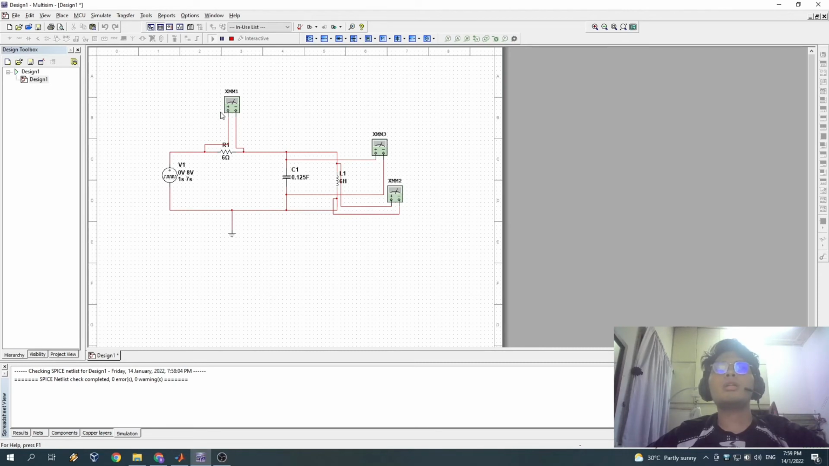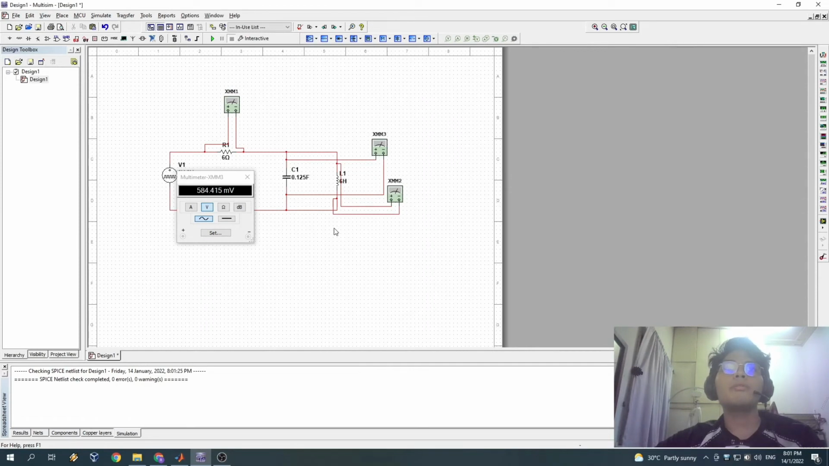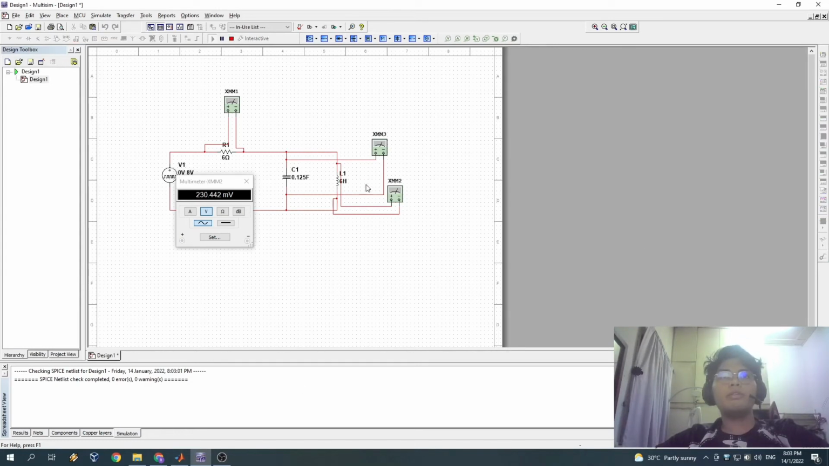So next we will determine the voltage through each component. The first one is the resistor. So we get the value through the resistor is 2.1024. For our voltage through the capacitor, we get 584.415 millivolt. Finally, the voltage through the inductor is 240.357 millivolt.